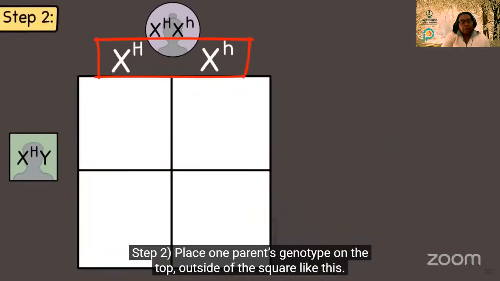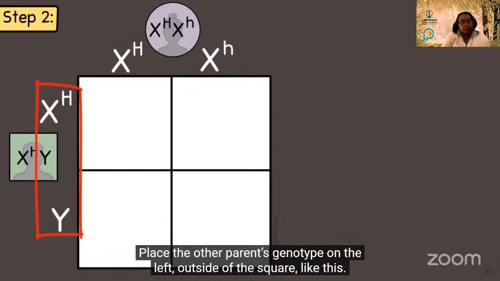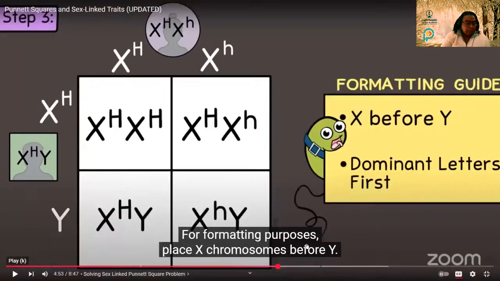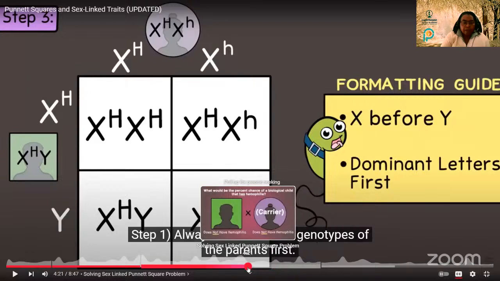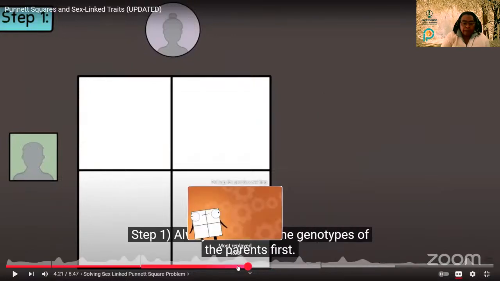Step 2, place one parent's genotype on the top, outside the square like this. Place the other parent's genotype on the left, outside of the square, like this. Step 3, fill in the square. For formatting... All right, I'm going to pause this and go back so you can write the question. And then I'm going to come back and let you just write down the results.